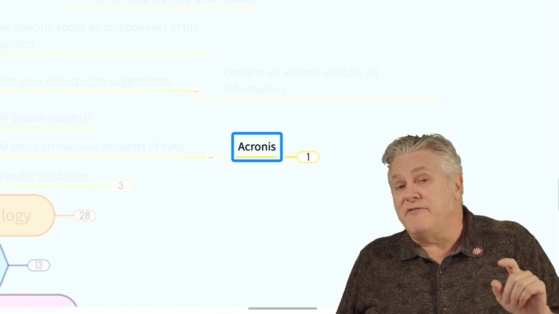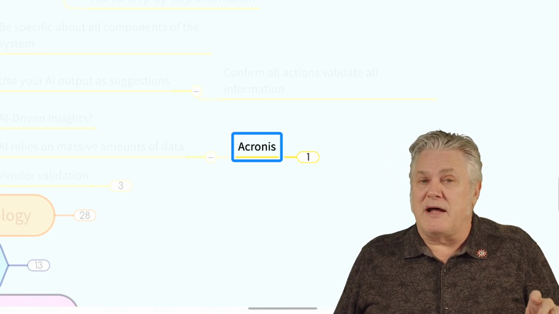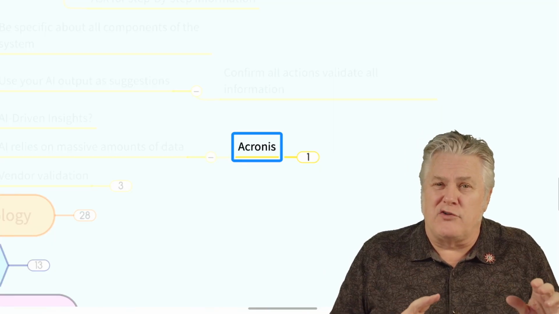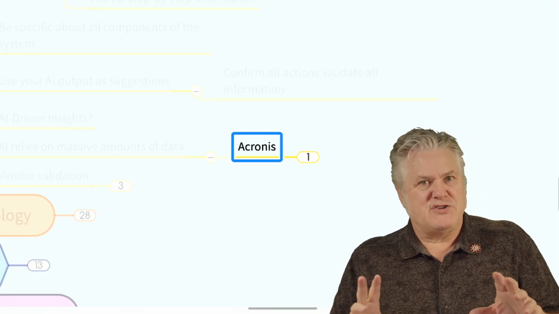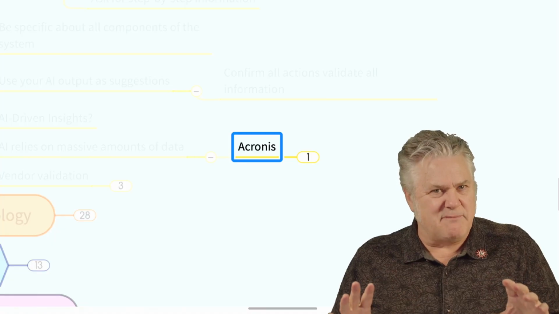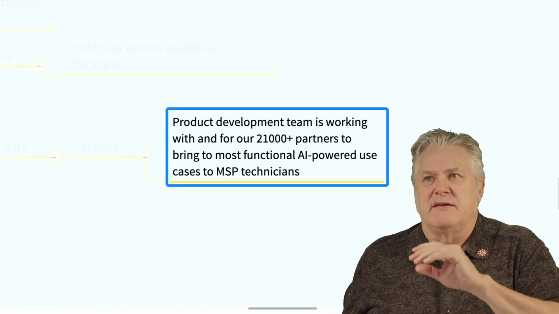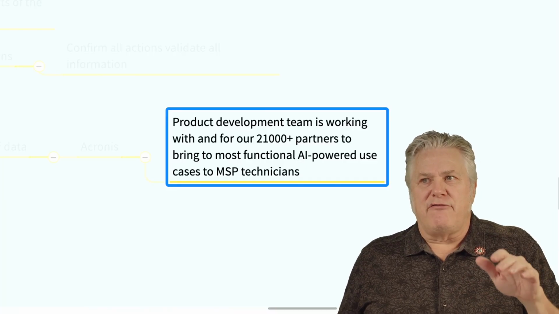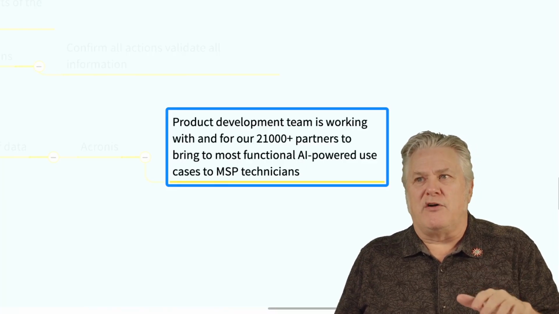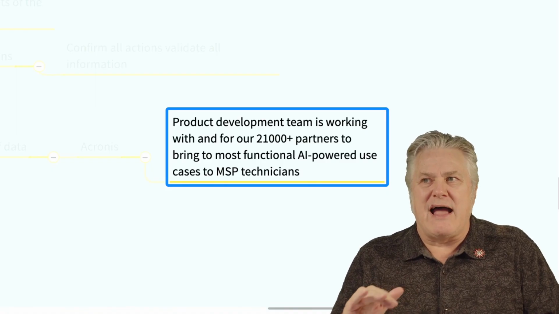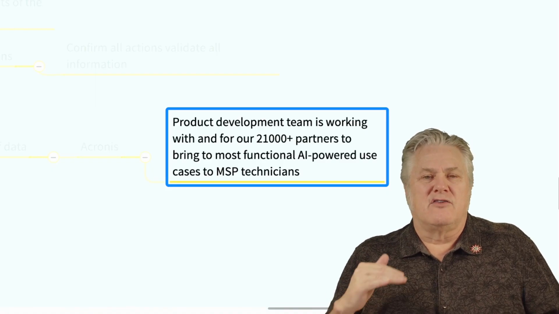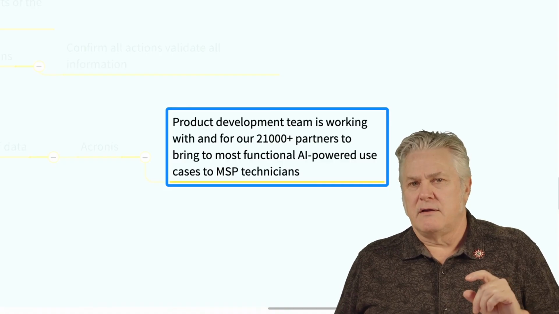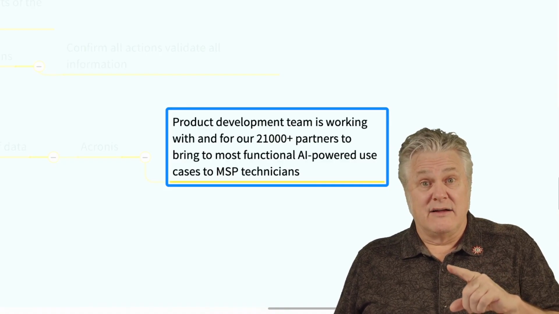Now, there is one vendor out there that has been responsible about this. I didn't call out any of the other vendors for not doing it right, but I wanted to talk about Acronis for being patient about this and doing something smart. Here's what they said. Our product development team is working with and for our 21,000 partners to bring the most functional AI-powered use case to the managed service provider technicians in the field. That's a lot of data.